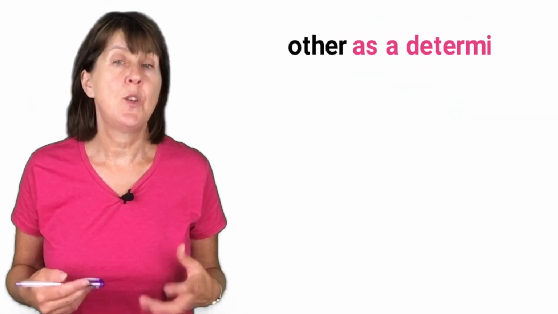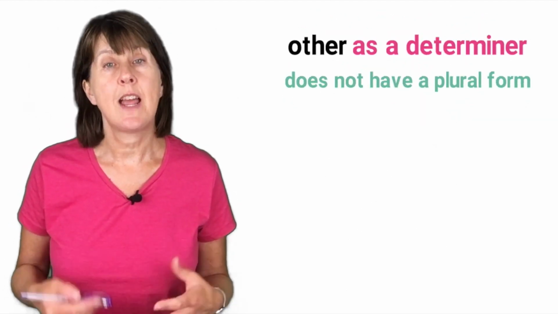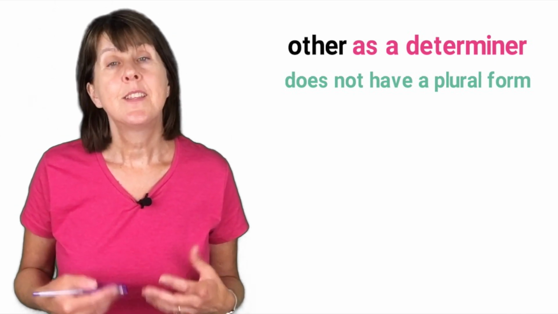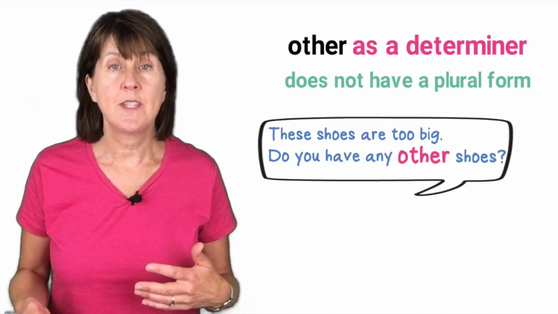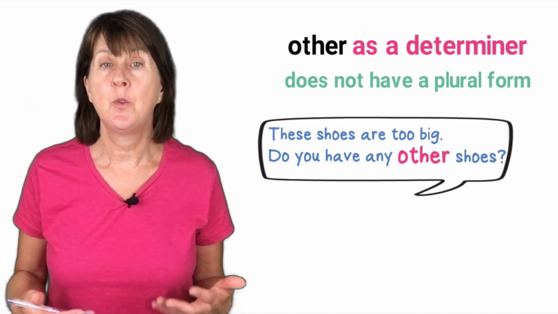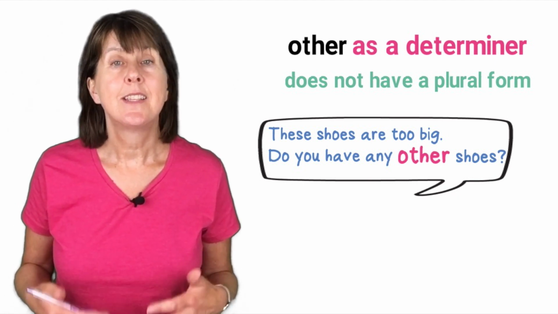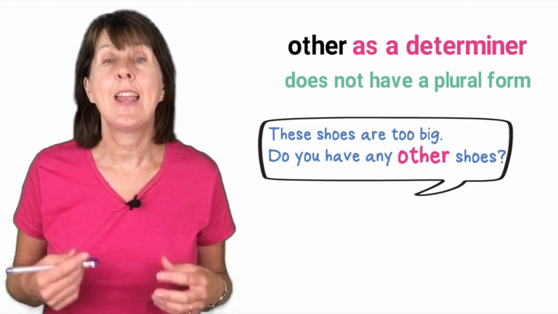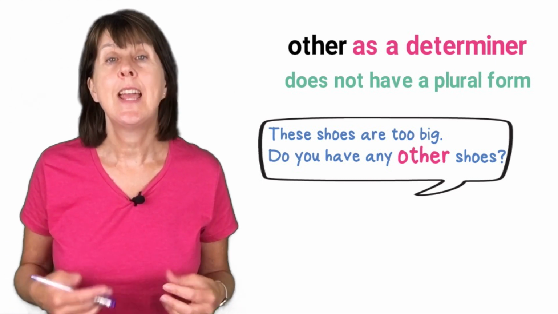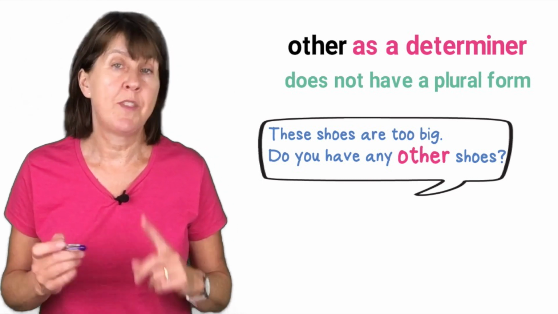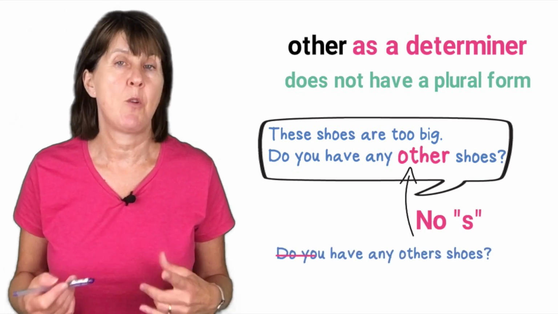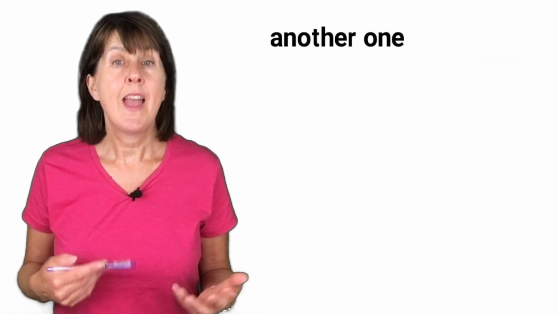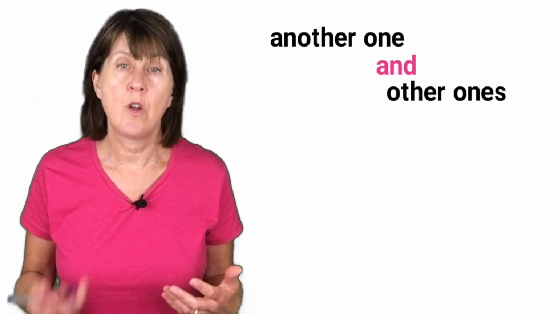Also, when other is used as a determiner, it does not have a plural form. So for instance, these shoes are too big. Do you have any other shoes? Here we're qualifying the noun shoes and not replacing it. So other is used as a determiner and not a pronoun. Shoes is a plural noun, but other is written with no S. So you don't say, do you have any others' shoes? No. We can also say another to qualify the pronoun one and other to qualify the pronoun ones.